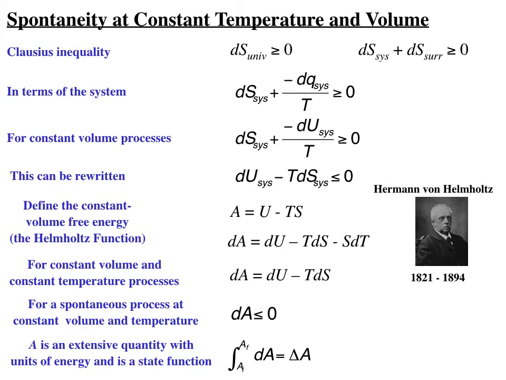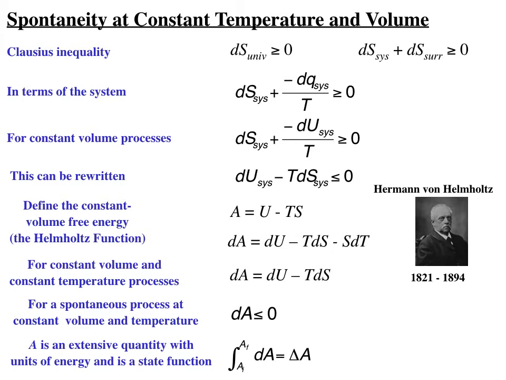Then, if you like, I can flip the quantities to one side or the other. Notice how I had a greater than 0 inequality, and now I've switched it to a less than 0. That's because I flipped the signs. I took everything that was negative and made it positive. So if the left-hand side is greater than or equal to 0, the negative of it would be less than or equal to 0, if you like to think of it that way. So I get that dU of the system minus TdS of the system is less than or equal to 0.